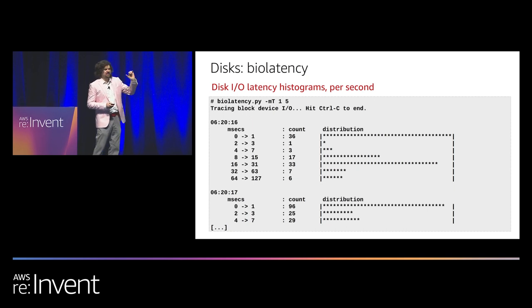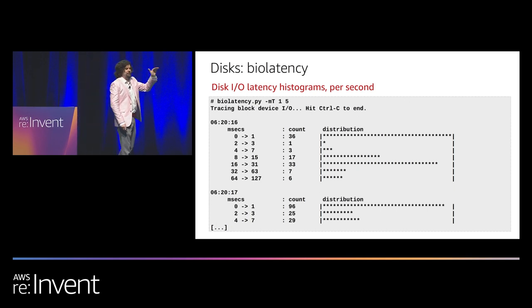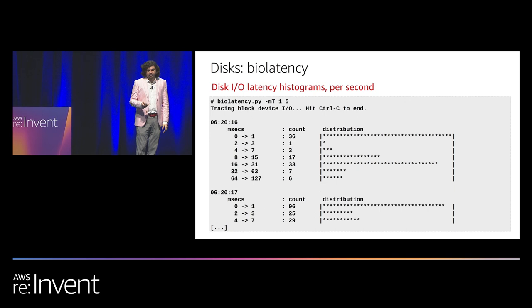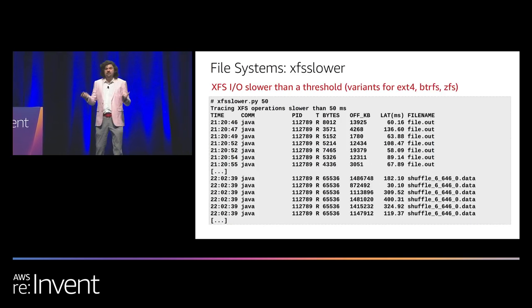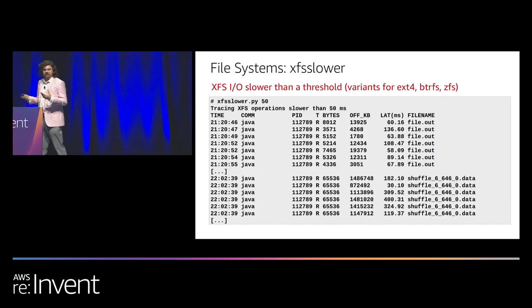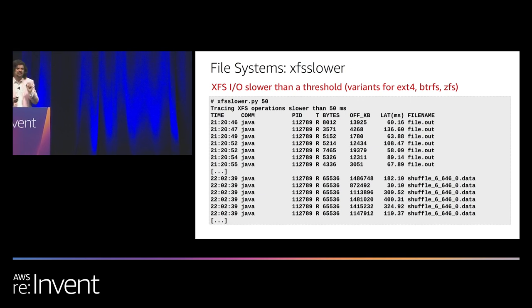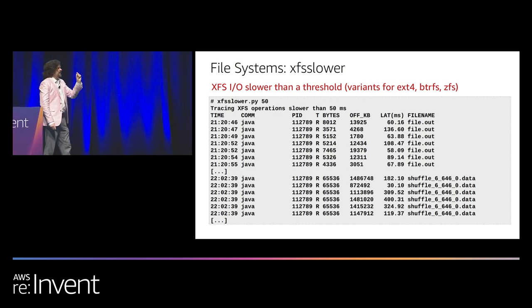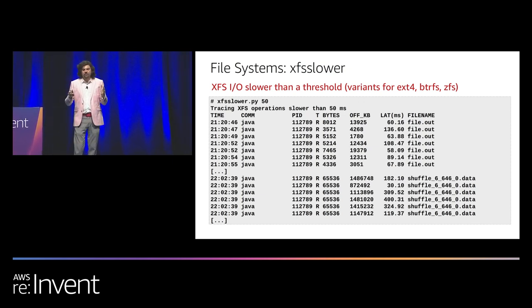So while this is great for understanding what's happening at the disk level, the application can be separated from that on purpose by the kernel to improve application performance. And so I'd like to use the file system tools. I've developed many of these. XFS Slower instruments at the file system level and shows what the file system exposed to the application.